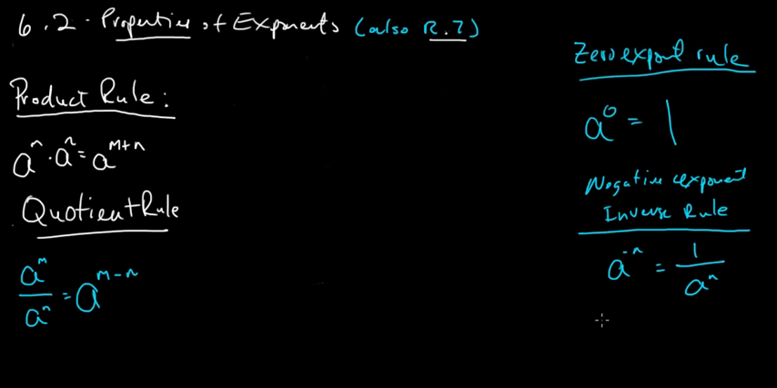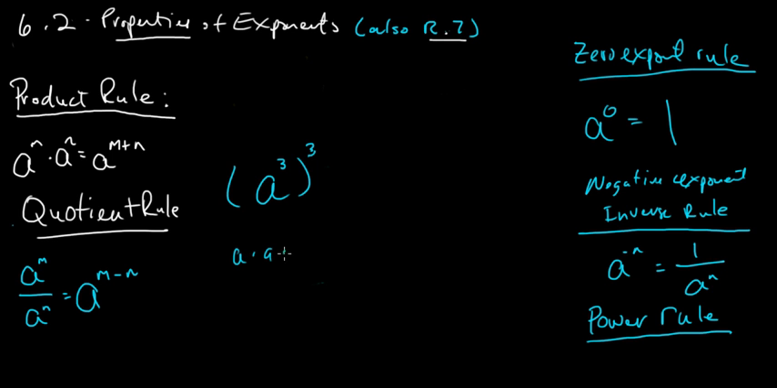And so the last rule we want to discuss is called the power rule. And the power rule simply states that if I have a number raised to a power, and I want to raise that to a different power, let's say the 3rd again. Well, what I've got there is a times a times a 3 times, right? A times a times a times a times a. Or basically I have a times itself 9 times. So what I have is a to the 9th power.